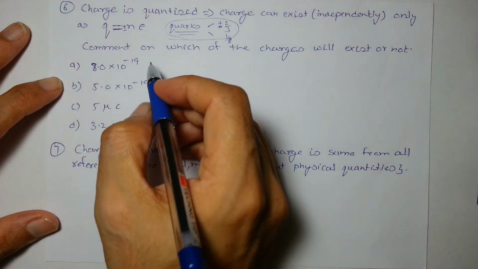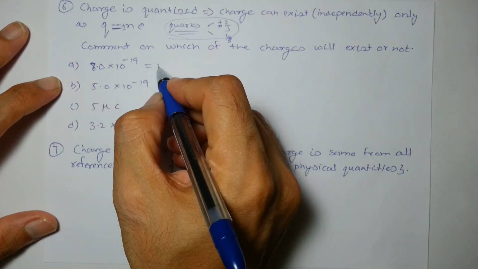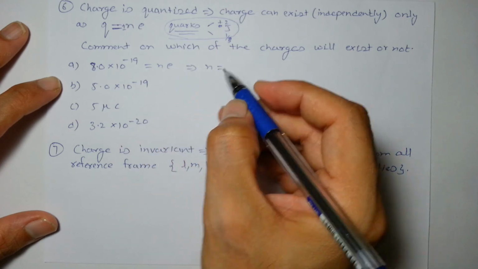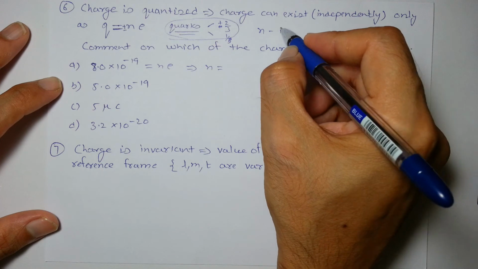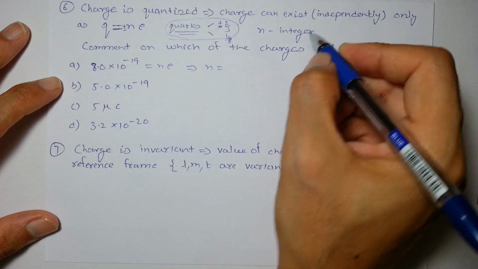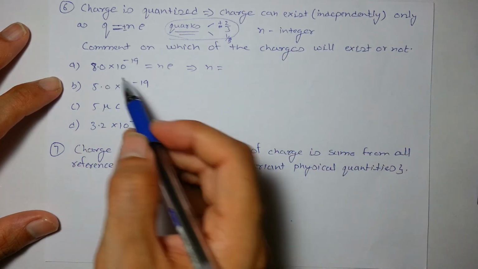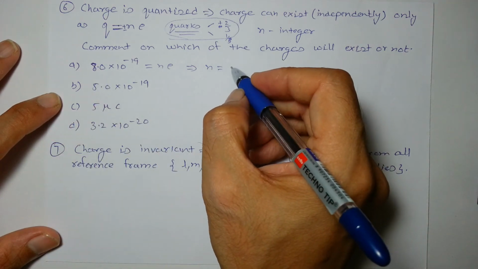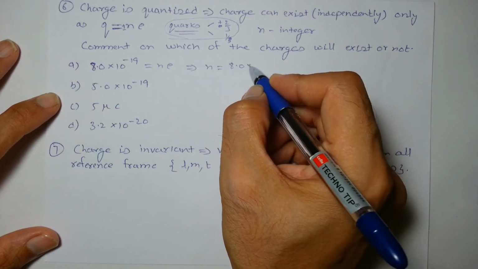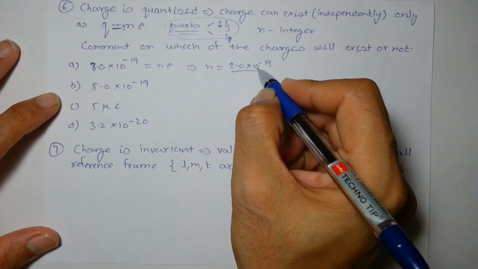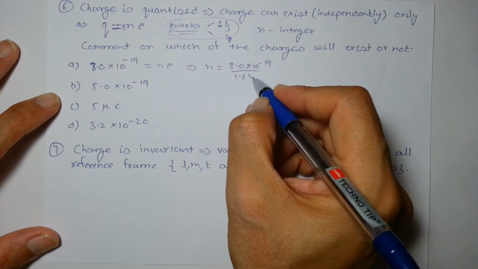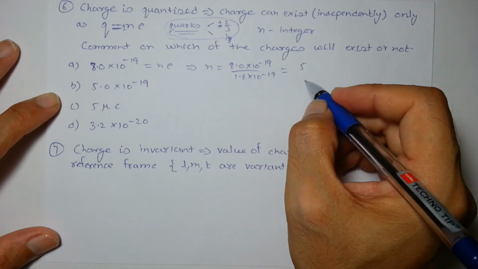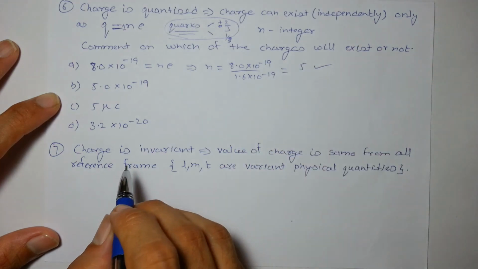So we have to comment on which of the charges will exist or not. Let's start with the first one. Put it equal to Ne. If n comes out to be an integer, it will exist. If not, then it will not exist. So in case 1, 8.0 into 10 to the power minus 19 divided by e, which is 1.6 into 10 to the power minus 19, we get 5. 5 is an integer, so it will exist.